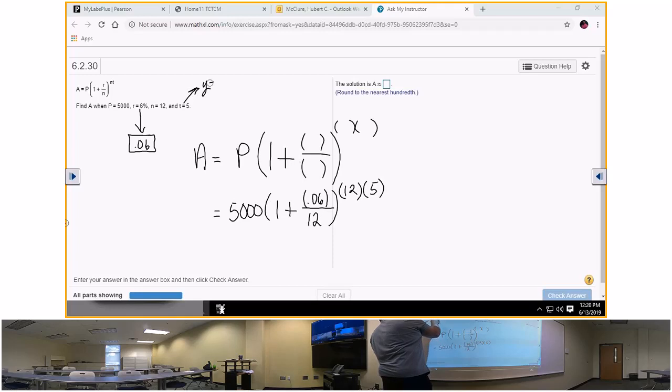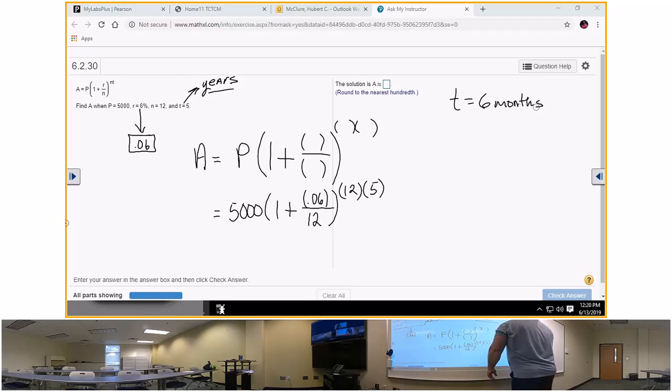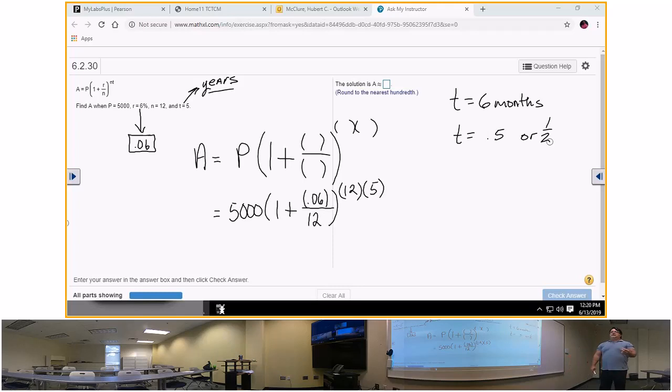Now, this is not a business course. I teach the 103, which has a section of finance math, and T is always in years. So if I tell you you're going to keep this in the bank for 6 months, that means 0.5. T is 0.5. So you need to write that down, and I go over that, I think, in the videos. If T is equal to 6 months, that basically means T is equal to 0.5 or 1/2, because 6 months is a half a year, and T is always given in years.